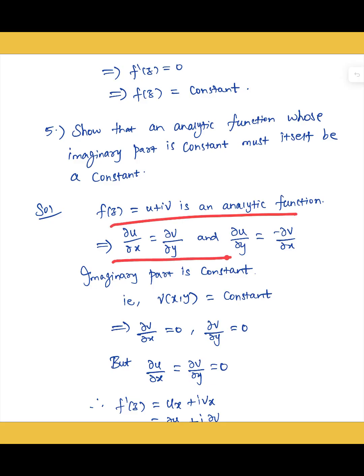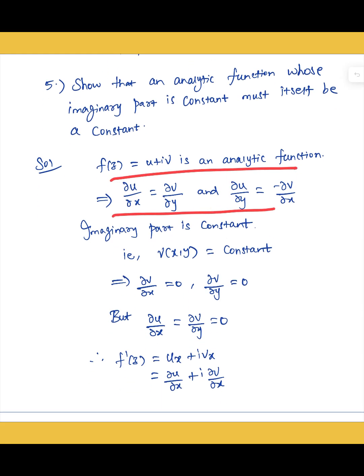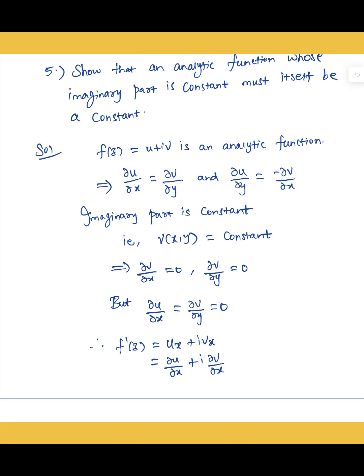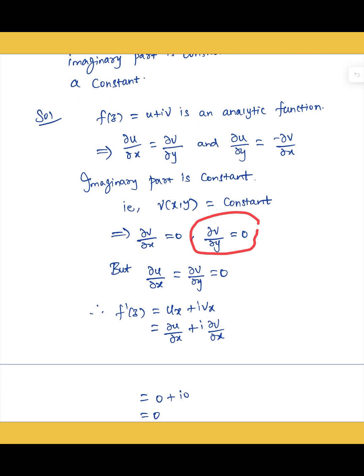So the same case: f(z) is analytic, it satisfies the CR equations. Since the imaginary part is constant, v is constant, so v(x, y) is equal to a constant. Now you can see here ∂v/∂x is 0 and ∂v/∂y is 0. How is it done? Because when you differentiate v with respect to x partially, this side is constant, and the differentiation of a constant is 0. In a similar fashion, we get ∂v/∂y is also 0. Now we know from the CR equations ux = vy, which is 0.